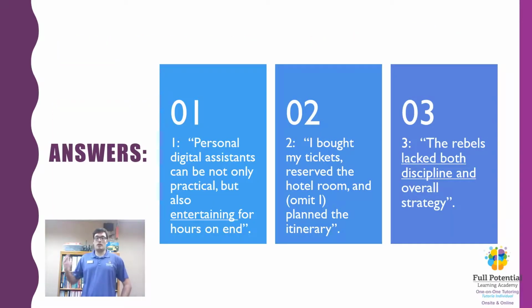Here are the answers to the previous parallelism questions. Number 1. "A personal digital assistant can not only be practical, but also entertaining for hours on end." If you simply leave "entertained," we don't have parallelism. But by extending "entertained" to "entertaining," we have parallelism, and it sounds better. Number 2. "I bought my tickets, reserved the hotel room, and planned the itinerary." Simply omit the "I" and we'll have parallelism in that sentence. Number 3. "The rebels lacked both discipline and overall strategy." By removing the "nor" and making it parallel, we have a shorter sentence and it sounds better overall.